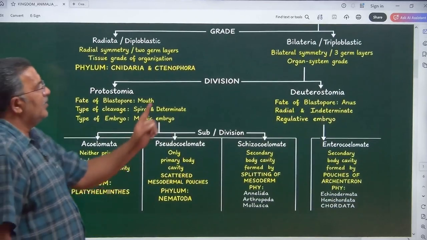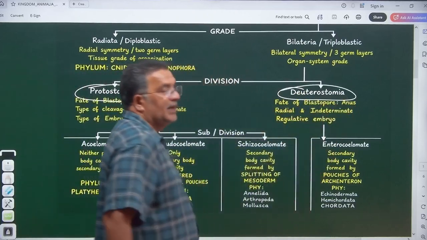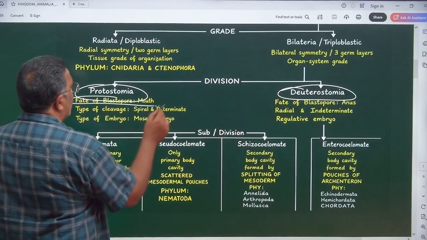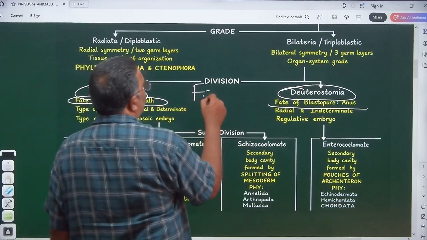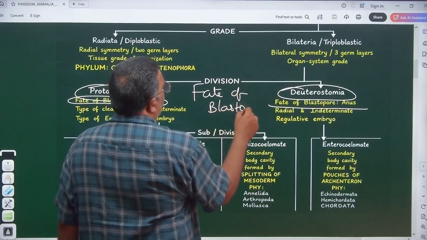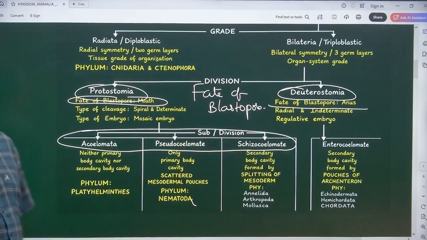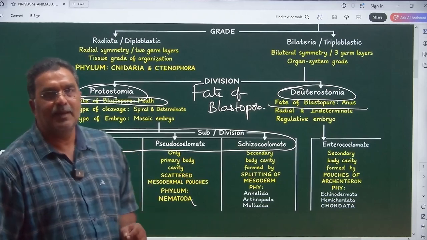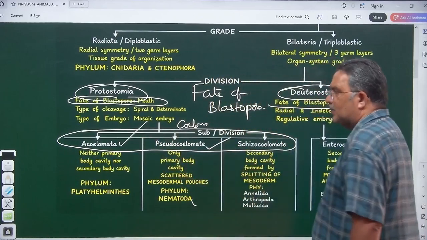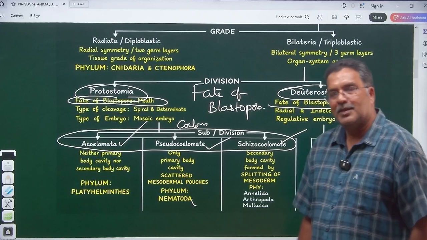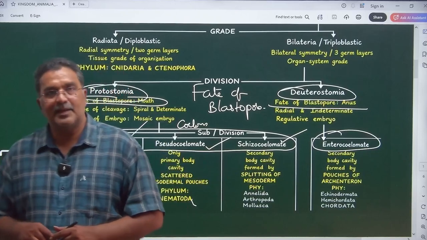Next, grade Bilataria or Triploblastica is classified into two divisions, isn't it? Division Protostomia and division Deuterostomia. We described: if the fate of the blastopore is mouth, we said Protostomia; if it is anus, we said Deuterostomia. So, what is the basis? Fate of the blastopore. Next, division Protostomia is further classified into three subdivisions. What are they? Acoelomata, Pseudocoelomata, Schizocoelomata, isn't it? So, what is the basis? Coelom. Body cavity absent, we said Acoelomata. False body cavity, Pseudocoelomata. True body cavity formed by the splitting of mesoderm, Schizocoelomata. Next, division Deuterostomia is classified into Enterocoelomata, which is also the same, based on the body cavity.